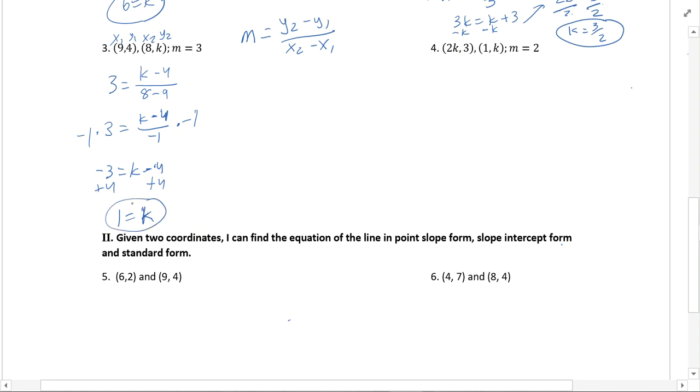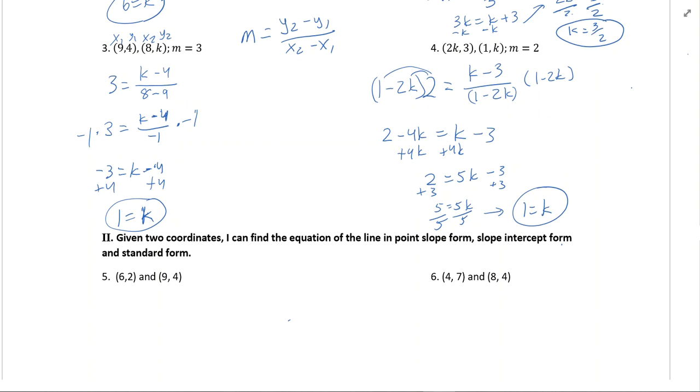All right, so what I want you to do now is pause the video and try number 4. Okay, so let's go ahead and see how you did. When you substituted everything in, in the denominator, we got 1 minus 2k. So remember, to get that out of the denominator, we had to multiply by the quantity 1 minus 2k to both sides. And you need to make sure you're distributing that 2 to both of the terms inside the parentheses. Then when you do all the computation, you should get k equals 1.